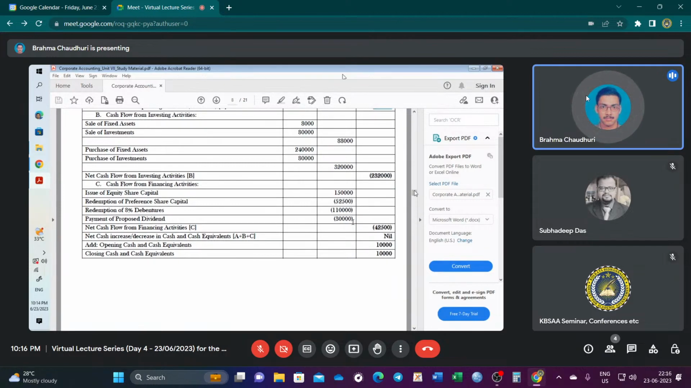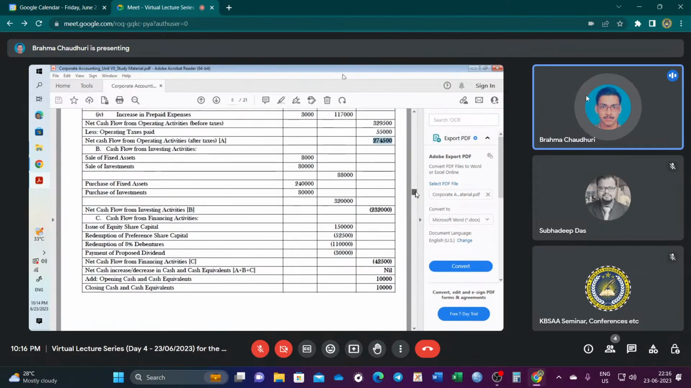So after we have obtained the net cash flow from operating activities, net cash flow from investing activities, and net cash flow from financing activities, 2,74,500 less 2,32,000 less 42,500, the resultant figure is nil. That is, the net increase or decrease in cash and cash equivalents is nil. And now with this we will add the opening cash and cash equivalents.